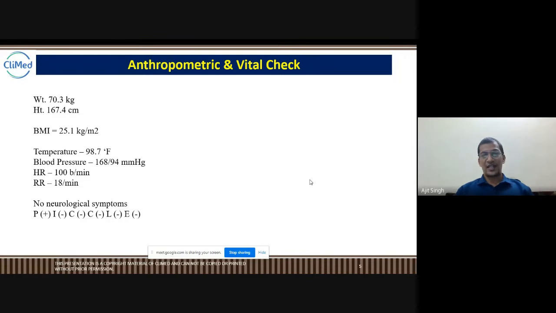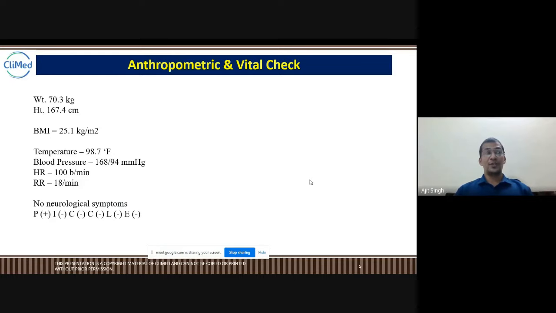Okay, so we check PICCLE in our physical examinations. So here in this patient, pallor was positive and icterus was not positive. I mean, icterus, clubbing, cyanosis, lymphadenopathy, or edema was not present. So what does this P positive show? How can you correlate in this patient or in any patient? What could be the possible diagnosis if the P is positive?